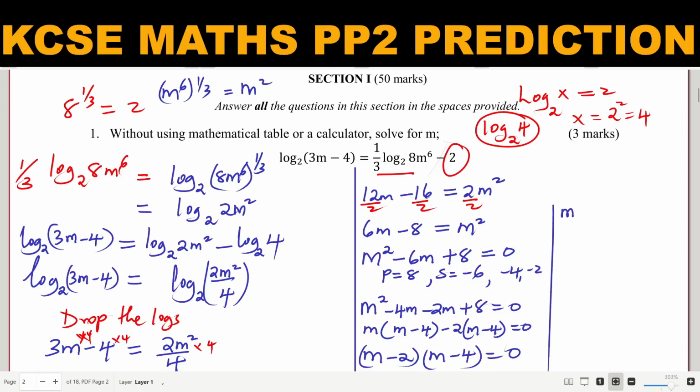The first one, m minus 2 is equal to 0. So for this case, m will be 2. And when m minus 4 is equal to 0, here we shall have m to be 4. So those are the two values of m.